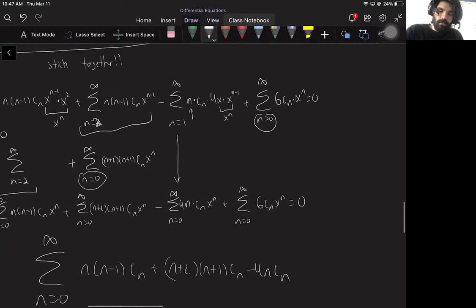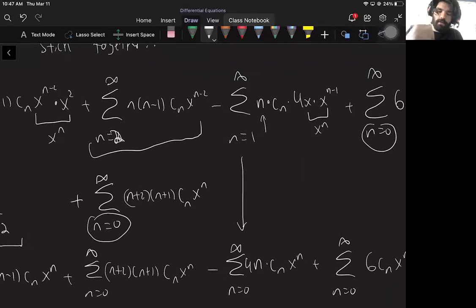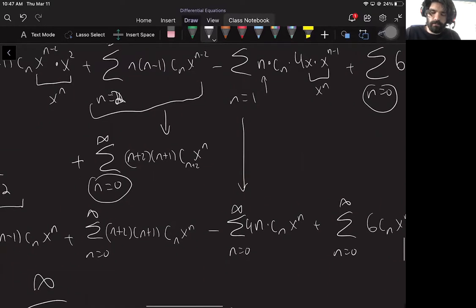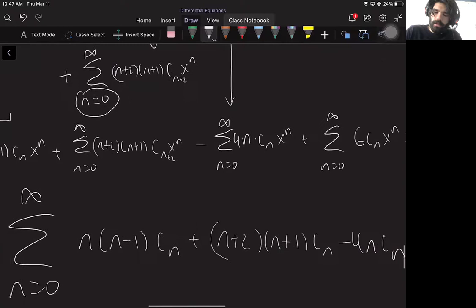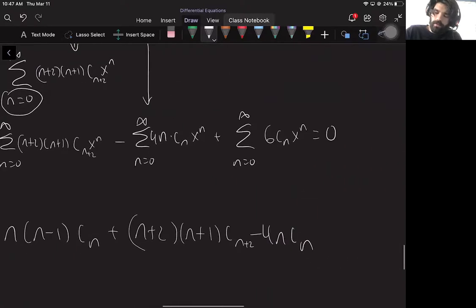Oh, wait. One of these should be a plus 2. Aha, very tricky. So when I re-indexed here, I added 2 to all the n's, so I could do that, but I forgot to add the 2 to this Cn. So that is still there. Almost got me. Okay, very easy to make mistakes here.